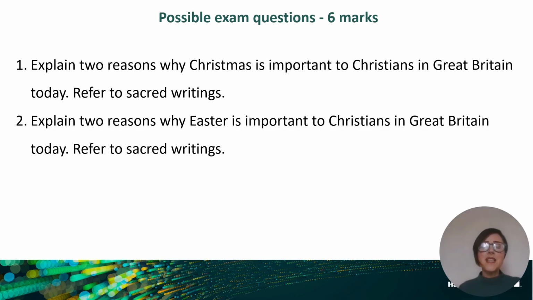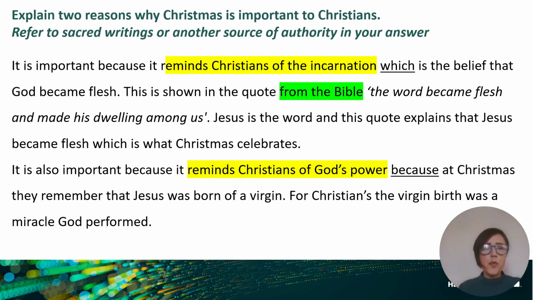Okay. Right, let's have a look at some possible 6-mark questions. These will form a similar structure to your 4-mark questions. You'll be asked to explain 2 things, but you get your 5th mark by having a quote and a source, and then you get your 6th mark for applying that quote to the question. I'm going to model one of these questions for you, and I suggest you set yourself a 6-minute timer to try the other one. The one I'm going to model is: explain 2 reasons why Christmas is important to Christians. Refer to sacred writing or another source of authority in your answer.